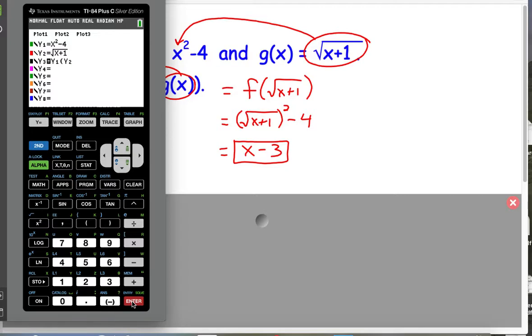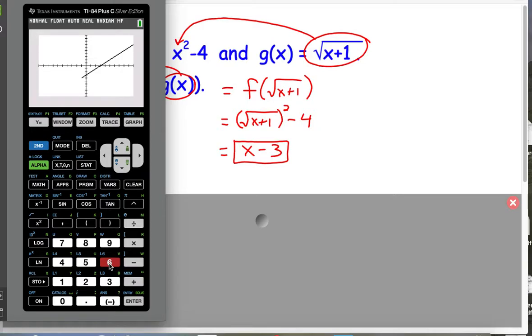So I'm going to select y2. So this says take y2 and send it to y1. And then I'll put parentheses x. And now when I graph, and I'll hit zoom 6 for the standard window, notice it graphs x minus 3, but it doesn't graph the entire line. It seems to stop at x equal -1.